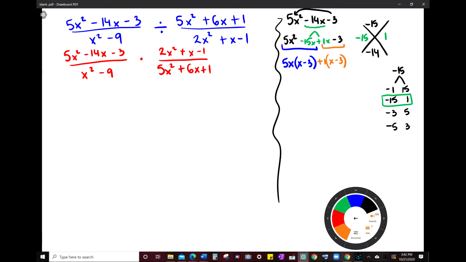So now I know I can use the distributive property to factor it. The x minus 3 is the same in both, so I just rewrite it once: x minus 3, and then 5x plus 1 in another parenthesis. So I have 5x plus 1. That's how I factor the expression when the leading coefficient is not 1. Okay? So going back here, I'll replace 5x squared minus 14x minus 3 with x minus 3 and 5x plus 1.